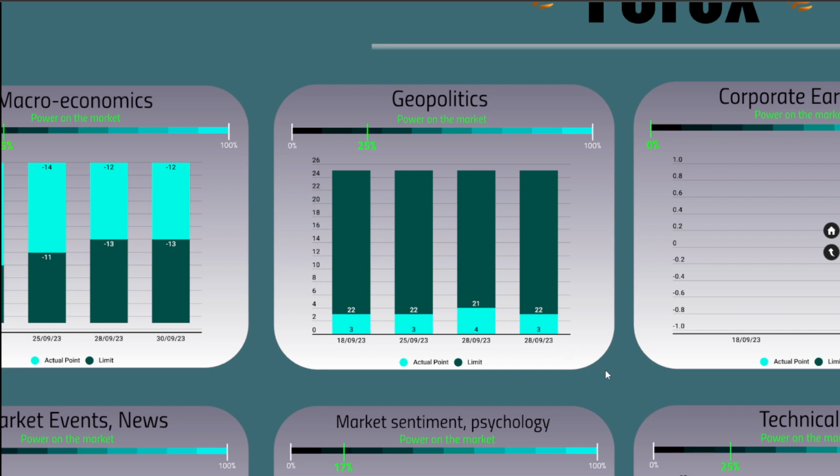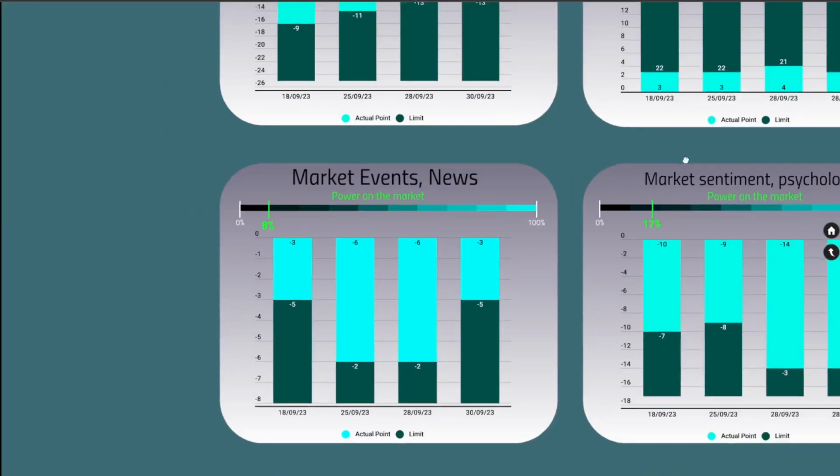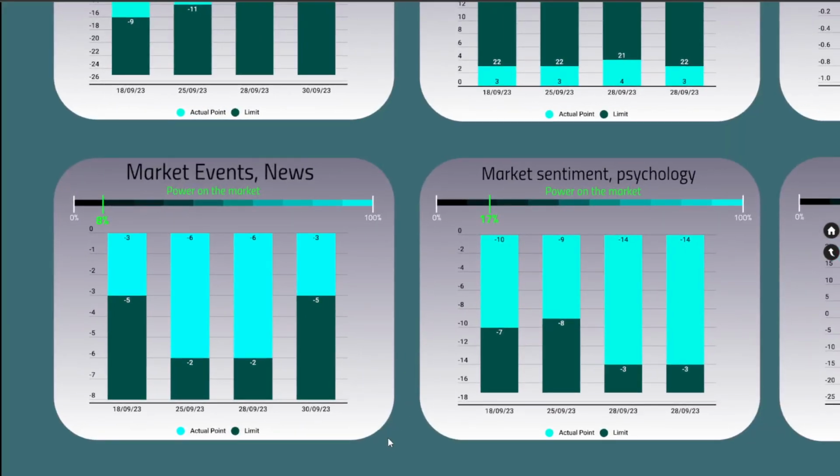But we need to be careful, because if that thing is exploding to the upside, there is a lot of opportunity power it could get from the geopolitical side towards the forex market. While the corporate earnings has no effect on this market sector, the market news and events actually has a very low amount of power over the forex market. It's only 8%, and we're using only -3 after -6 points. So somewhat improving, but it's still very negative, and that's not good news.